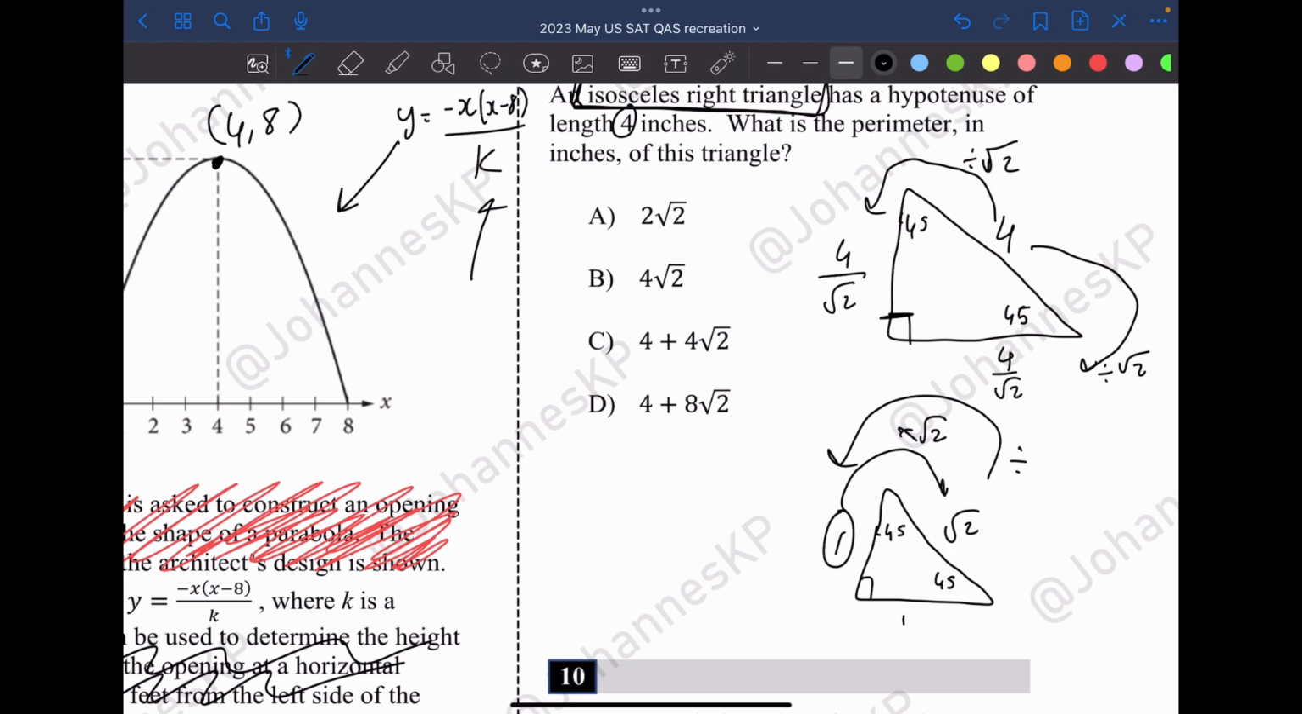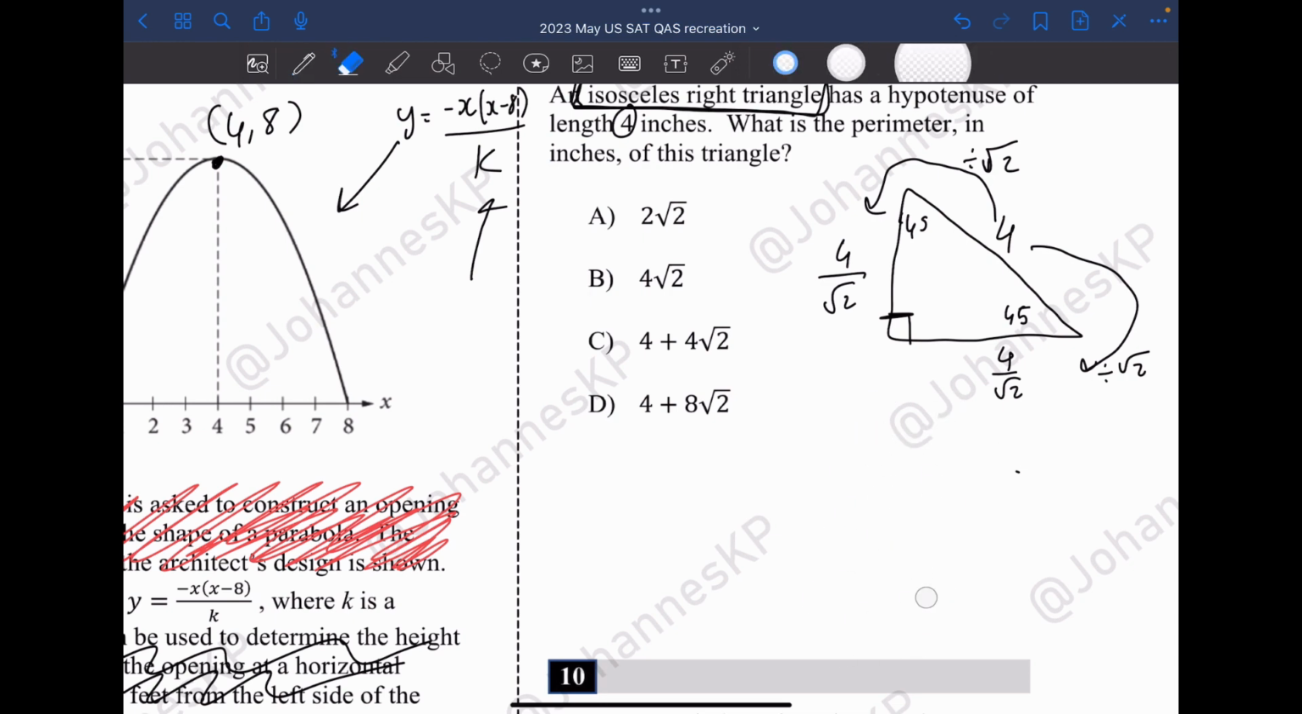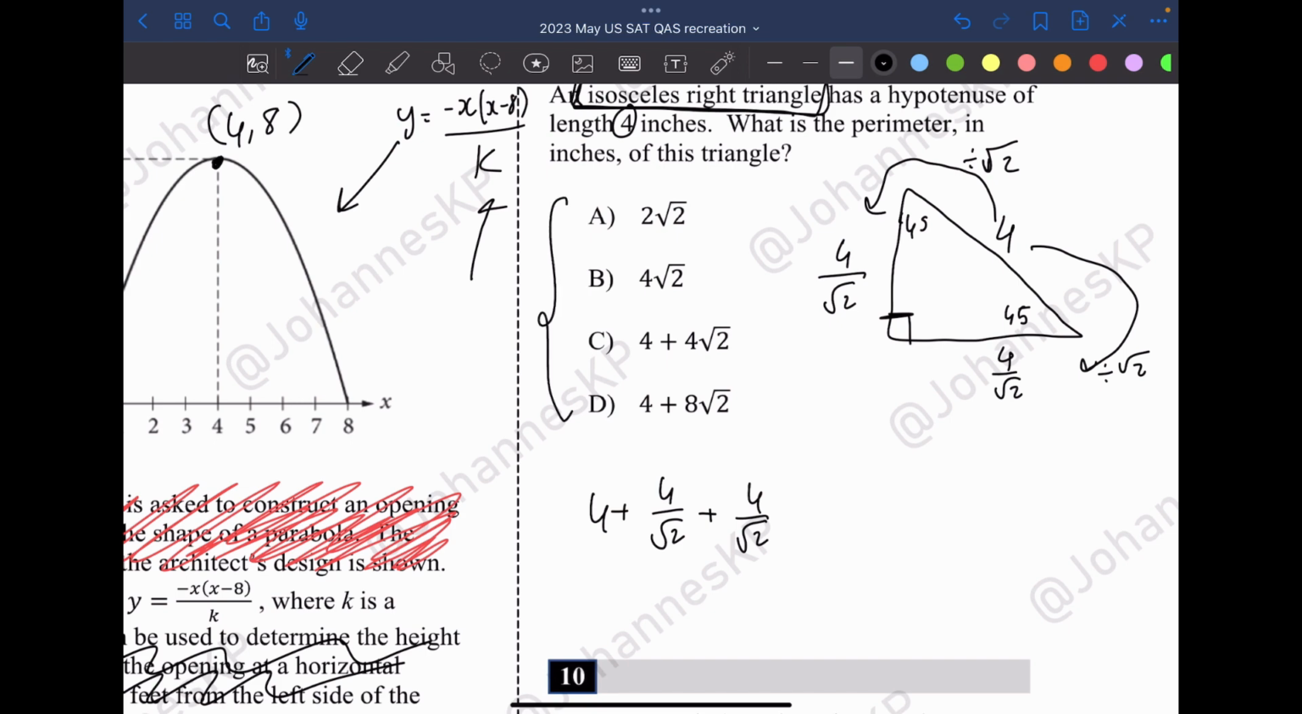Okay, so that's almost it. We found what each side is. Now we have to add everything up. So the perimeter of this triangle, first I'm going to erase this because you don't need it anymore. But the perimeter of the triangle would be 4 plus 4 over root 2 plus 4 over root 2. Now you might say, okay, this is definitely wrong because it does not match any of these answers. Well, you would be wrong actually because it does. You just have to rewrite it in some other way.